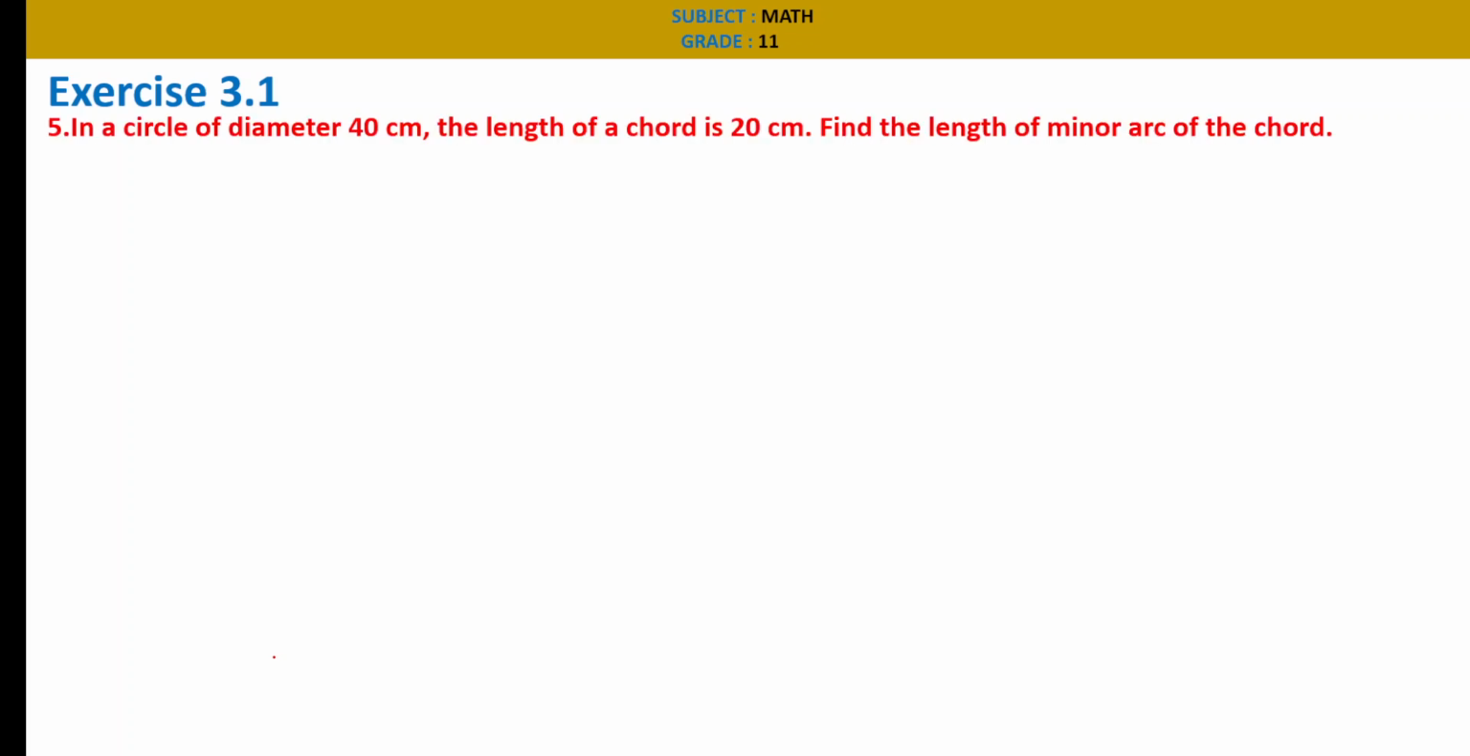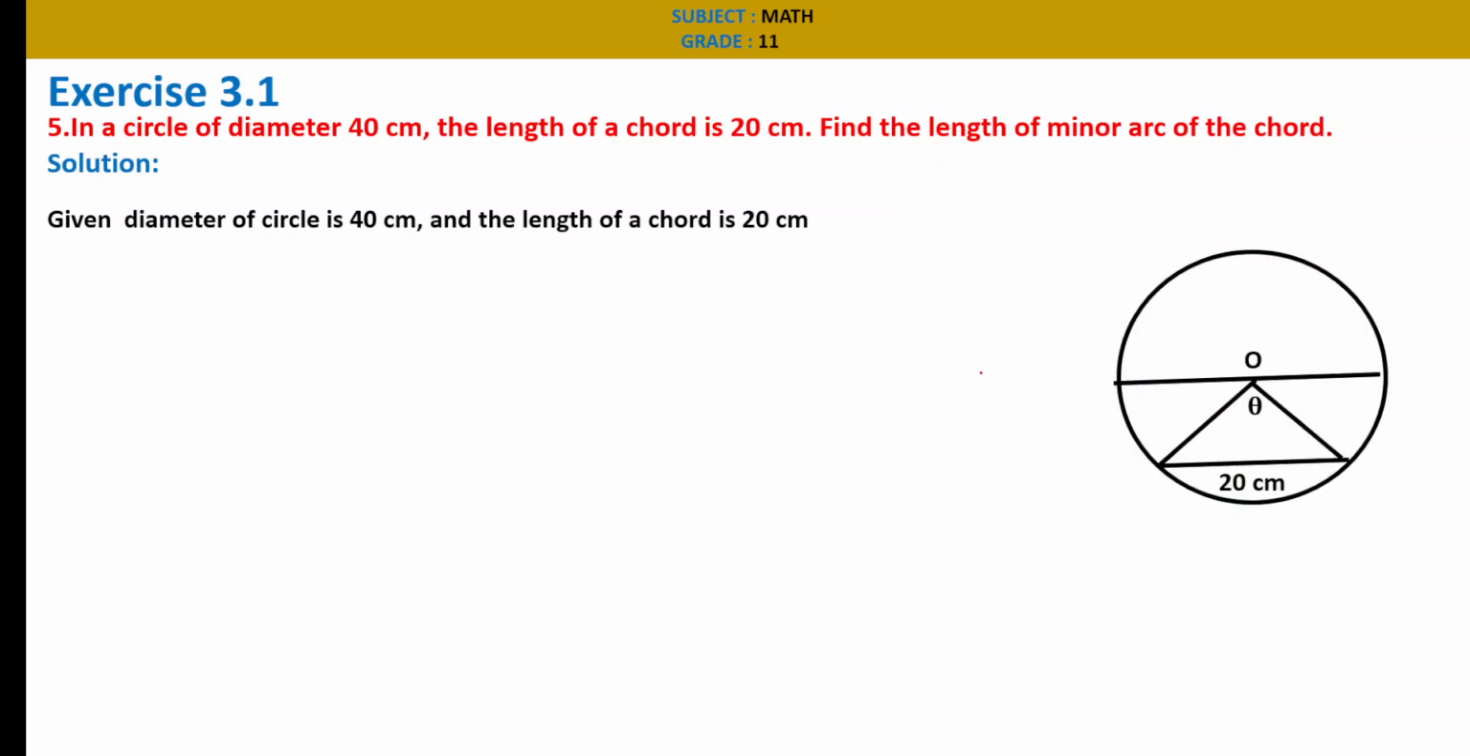Exercise 3.1, question number 5. In a circle of diameter 40 centimeters, the length of a chord is 20 centimeters. Find the length of the minor arc of the chord. Here, diameter 40 centimeters means the radius is 20 centimeters. In a circle, there will always be one minor arc and the other is a major arc. Given the diameter of the circle is 40 centimeters and the length of the chord is 20 centimeters.